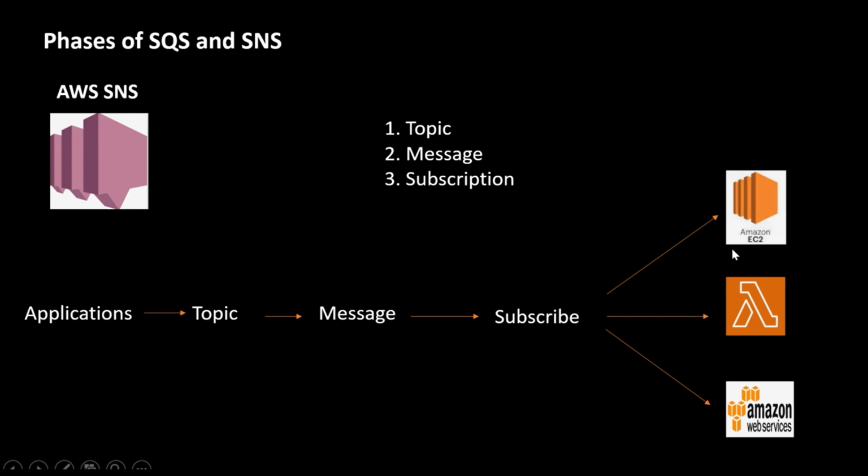If I talk about SQS, the Simple Queue Service, and SNS, the Simple Notification Service, those are quite old services inside AWS, and they are very similar to each other. Then what is the difference, guys, and why should we use SQS with SNS? The problem is this: let's suppose these three services, Amazon EC2, Lambda functions, and Web Services, subscribe to this application's messages.